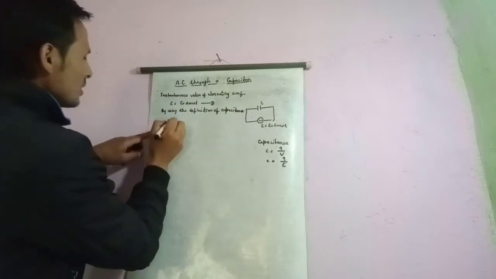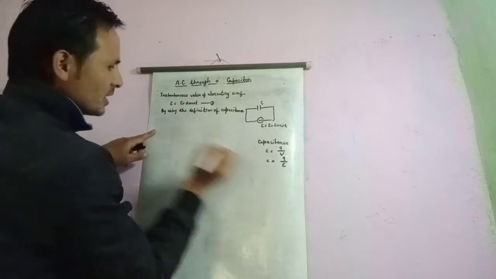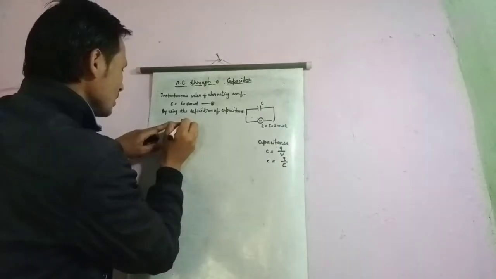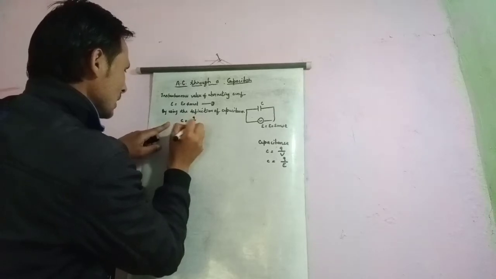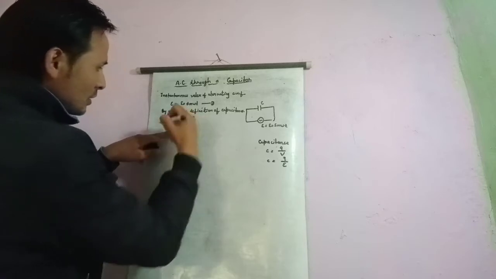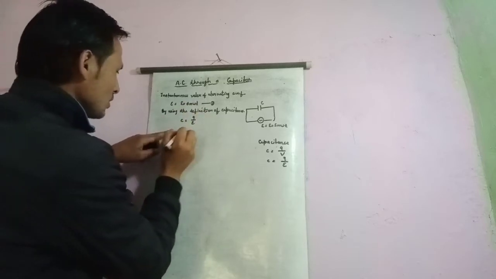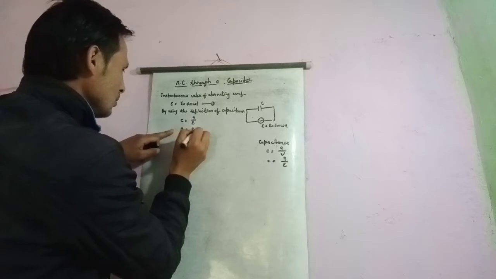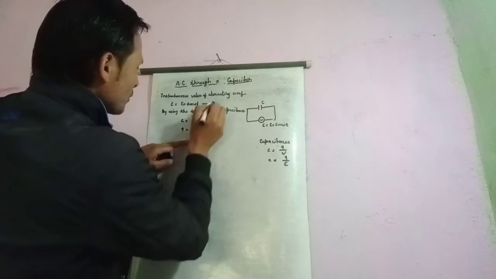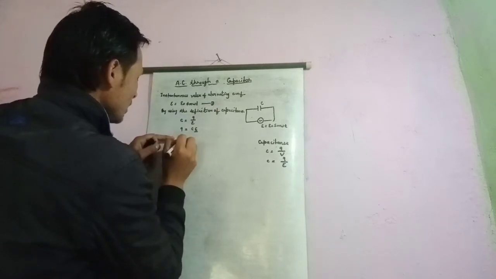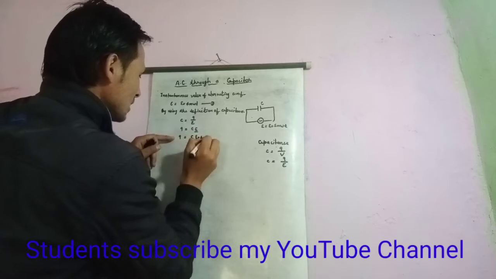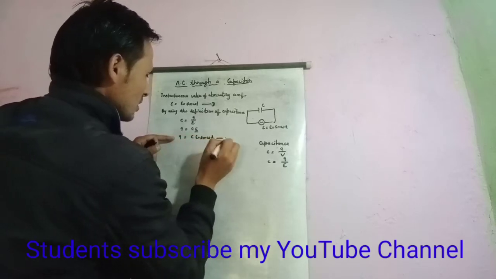According to the definition of capacitance, C is equal to Q upon E. Now we will simplify this formula. So Q is equal to C into E. Now putting the value of capital E from equation number 1, the value of capital E is E naught sine omega t. This is equation number 2.